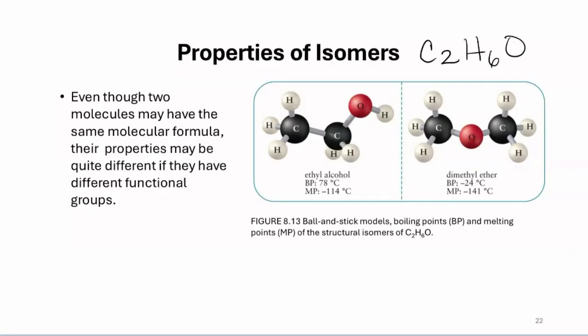While ethyl alcohol has a boiling point of 78 degrees Celsius and a melting point of negative 114 Celsius, dimethyl ether has a boiling point of negative 24 Celsius and a melting point of negative 141 degrees Celsius. So understand that that's why it's so critical in organic chemistry that we do not write chemical formulas. We actually express our organic compounds as structures.